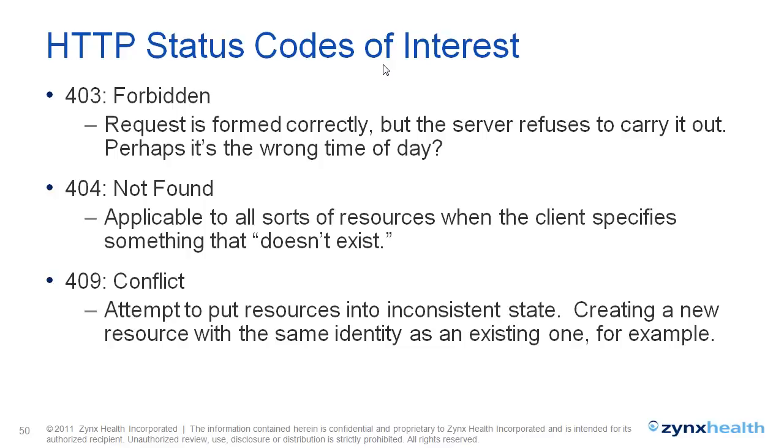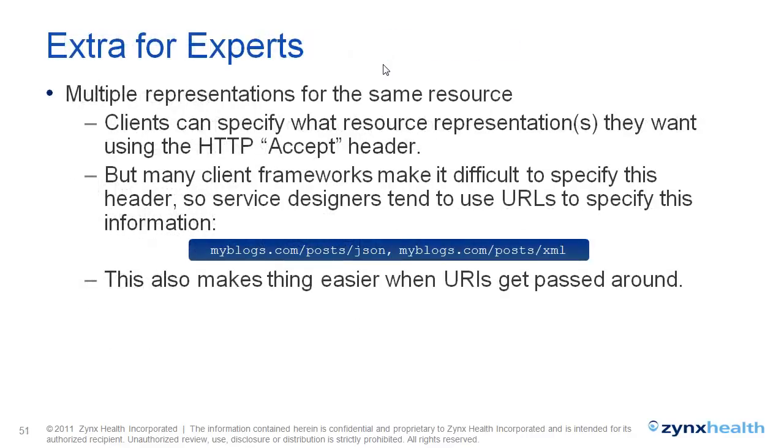And a 409, a conflict, is a nice status code to return, for example, when the client tries to create a new resource with the same identity as an existing one, and that doesn't necessarily mean the identity in the URL in the route, but maybe there's other identifying information like an email address that's actually used in the back end as a unique identifier for users. And if you try to register a new user with somebody else's email address that already exists, then a 409 would be an appropriate response.